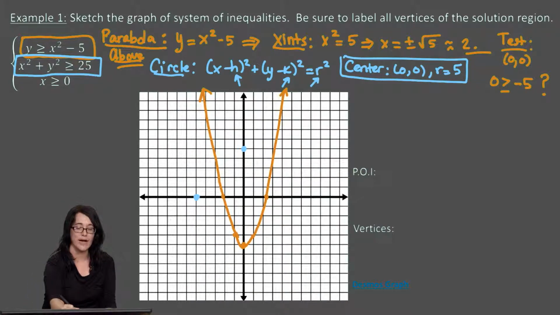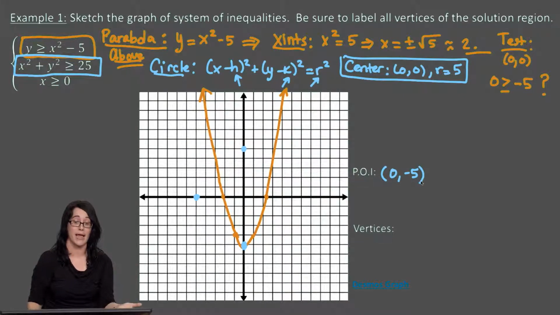I could go down 5 units and I accidentally bump into my parabola, which is quite nice. I just stumbled into a point of intersection of the parabola and the circle at 0, negative 5. So I'll just write that down. I found a point of intersection by accident. And I could have also gone 5 to the right of the origin, 1, 2, 3, 4, 5.